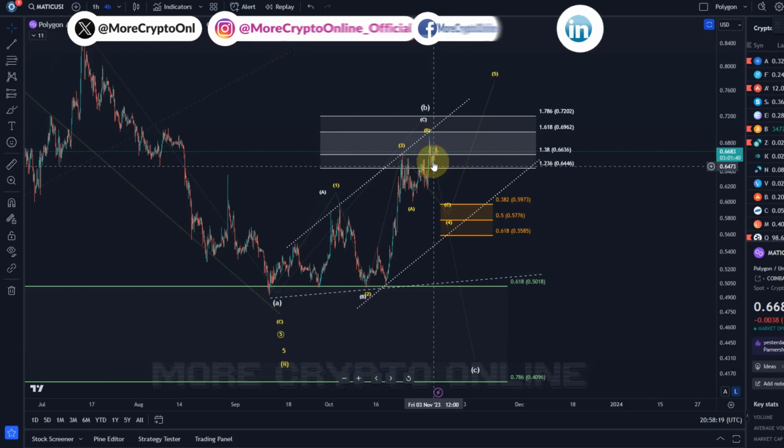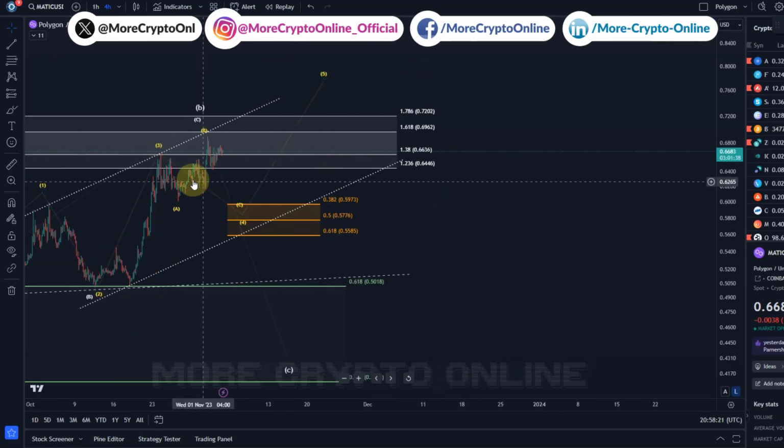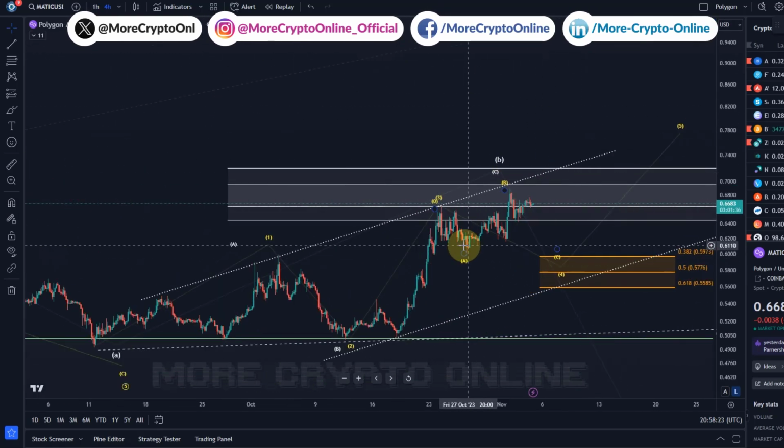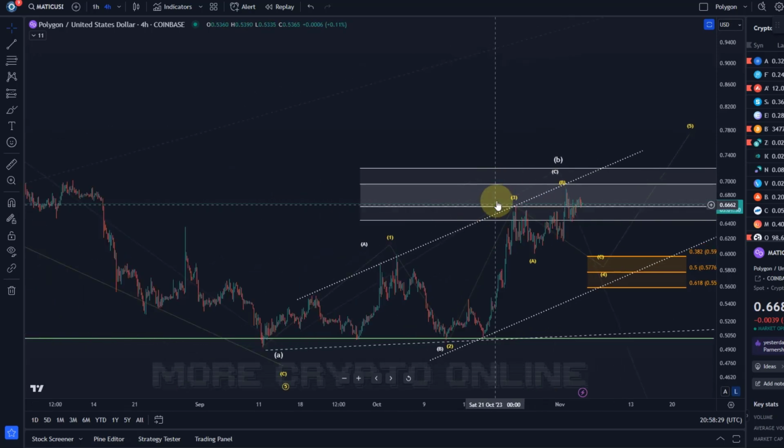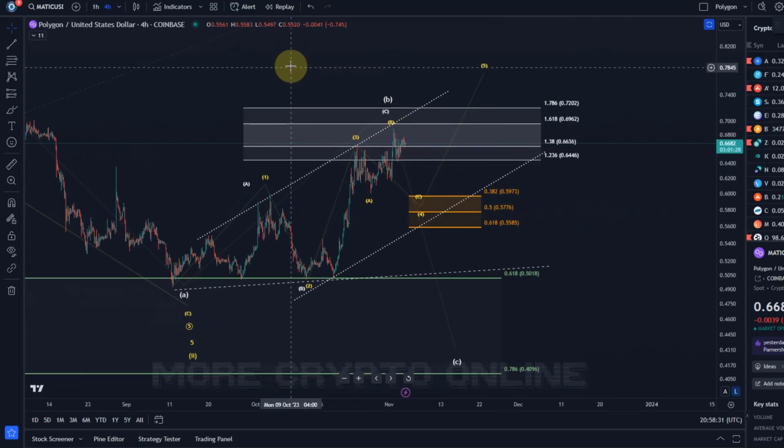MATIC is grinding higher slowly, but in very staggered and overlapping price actions. So we don't really have any impulsive movement here. I'm still tracking basically two scenarios.